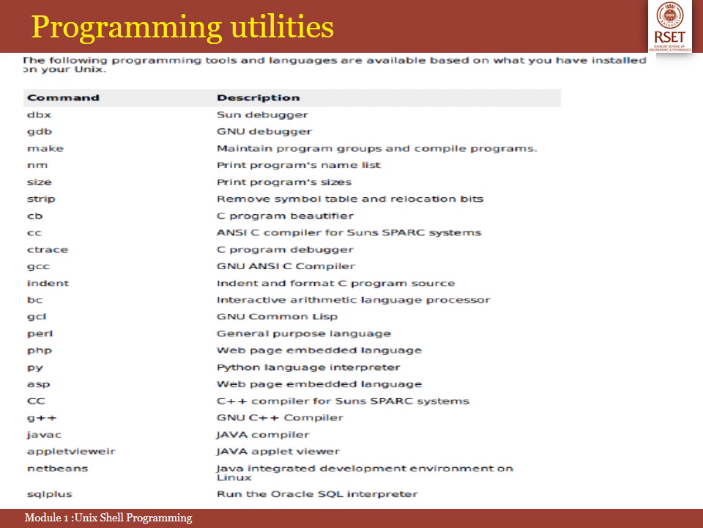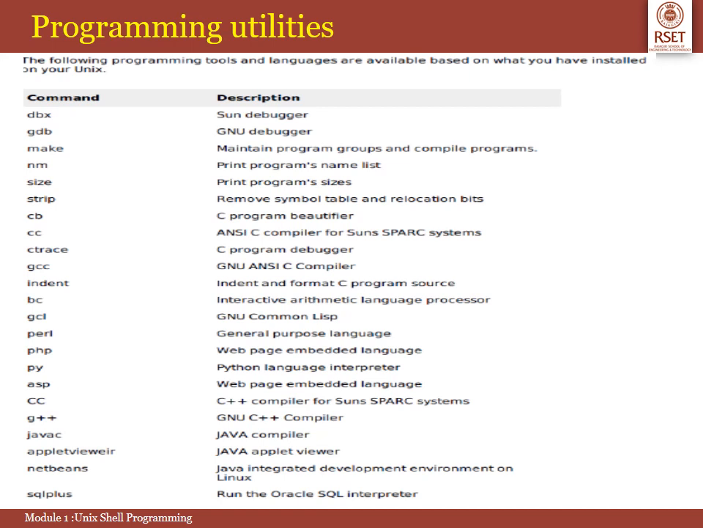cc is the compiler for Sun SPARC system. ctrace is for C program debugger. GCC is the GNU C compiler. Indent command will indent and format C program source. And bc stands for interactive arithmetic language processor. GCL is GNU Common Lisp.